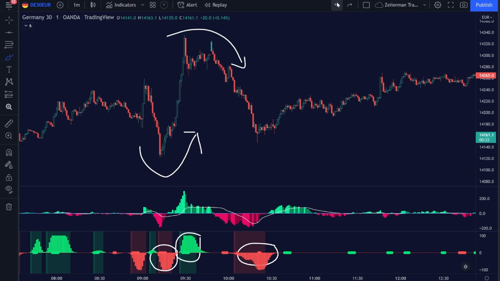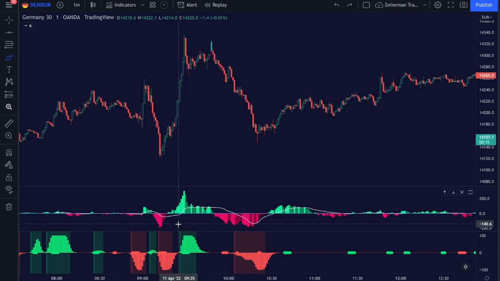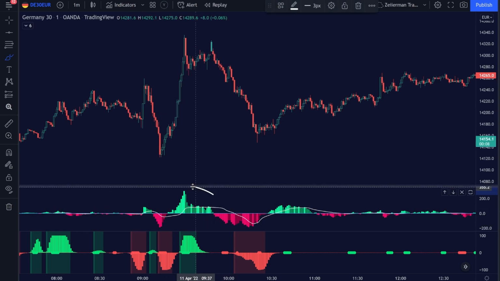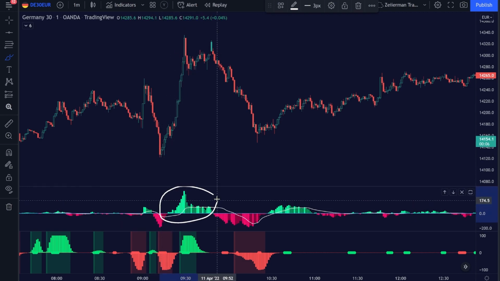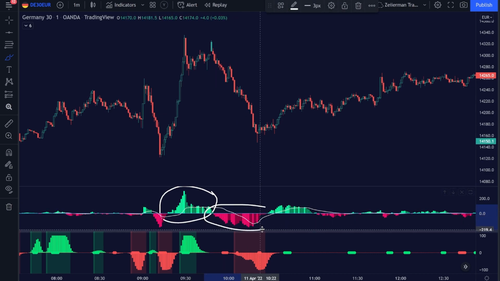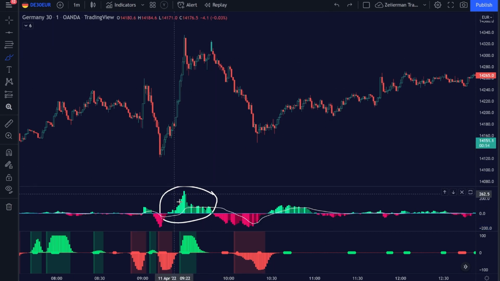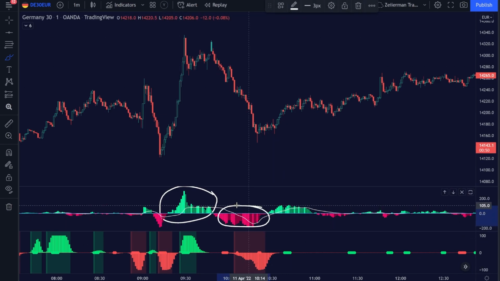So the volume delta indicator is going to serve as our confirmation indicator. We're only going to be looking for long when we have positive volume delta. We're only going to be looking for short when we have negative volume delta. So keep that in mind. Only long when we have positive volume and only short when we have negative volume.